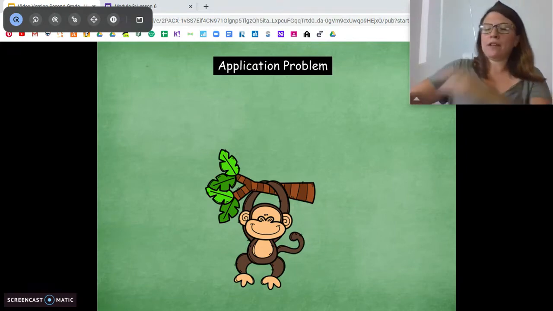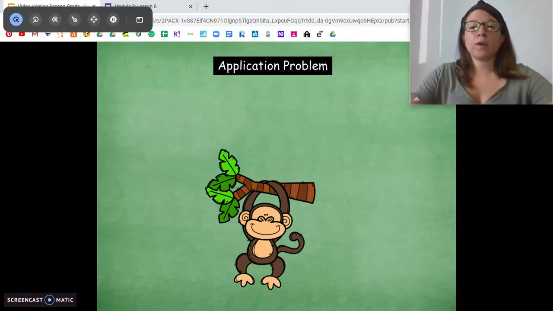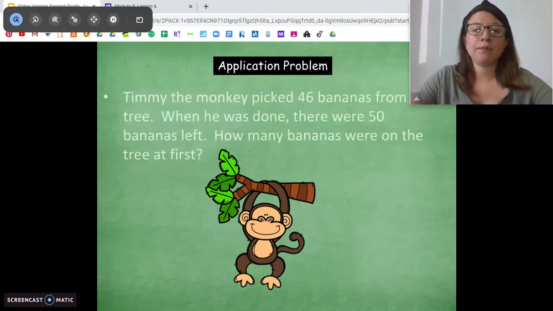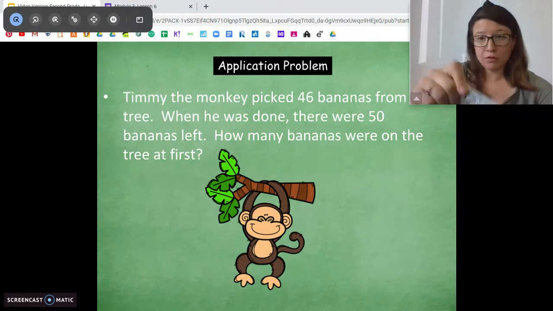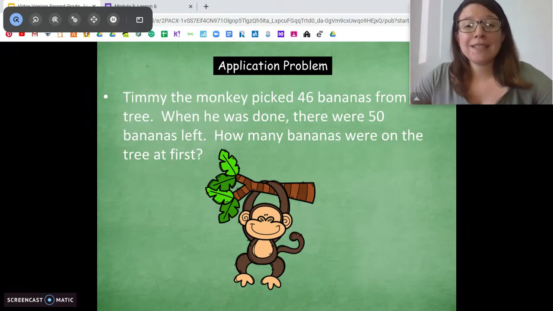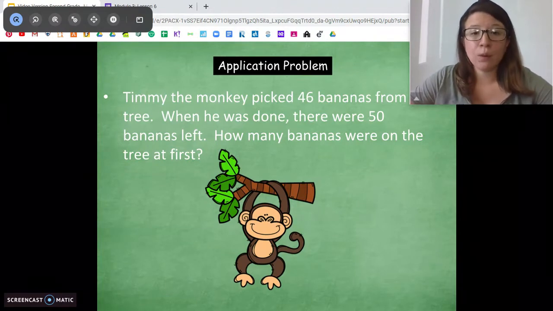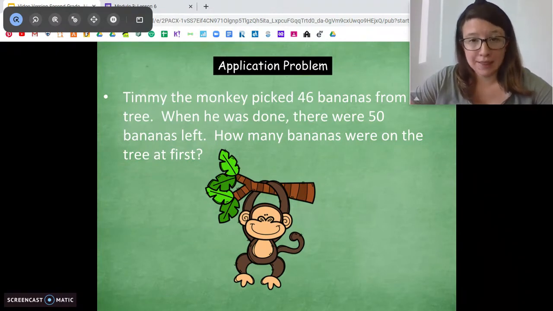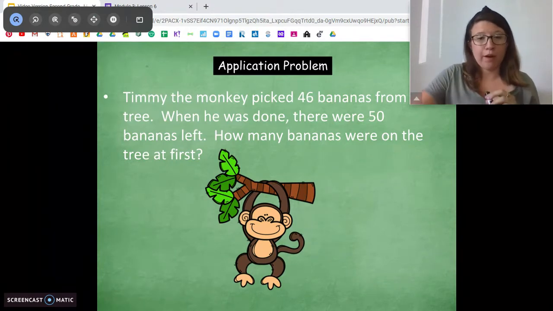All right, we're going to continue with these monkeys and bananas. Get out your paper and your pencil or your marker and your whiteboard, whatever you have with you. So we're going to work through this application problem. Our problem today says, Timmy the monkey, Timmy, so cute, picked 46 bananas from the tree. When he was done, there were 50 bananas left. How many bananas were on the tree at first? That at first part is important to our problem.